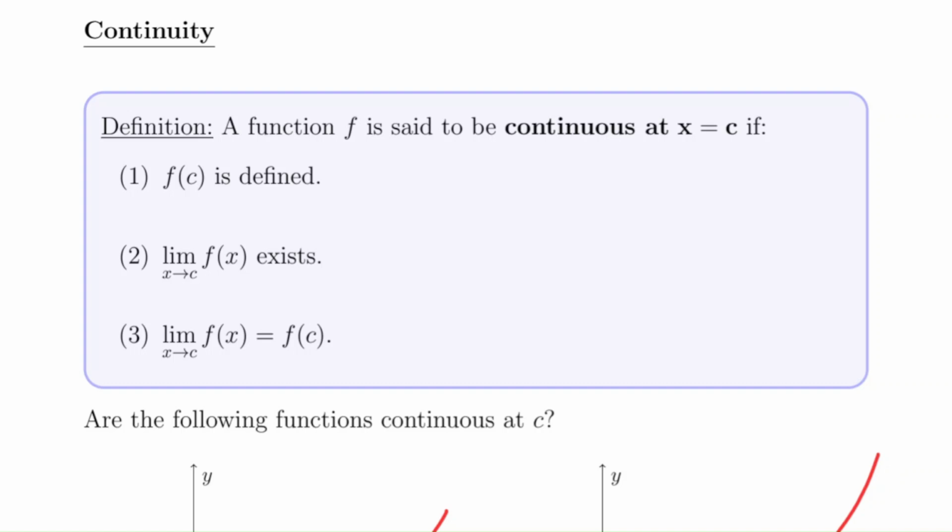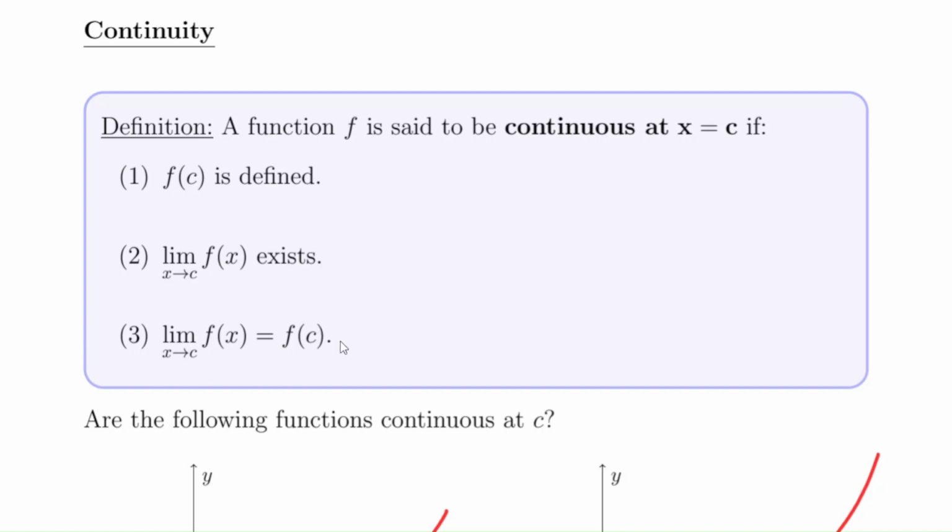So a function f is said to be continuous at x equals c if these three conditions are satisfied. So first of all, f of c has to be defined. So c has to be in the domain of the function. Second, the limit as x approaches c of f of x has to exist. And third, those two things have to be equal to each other.